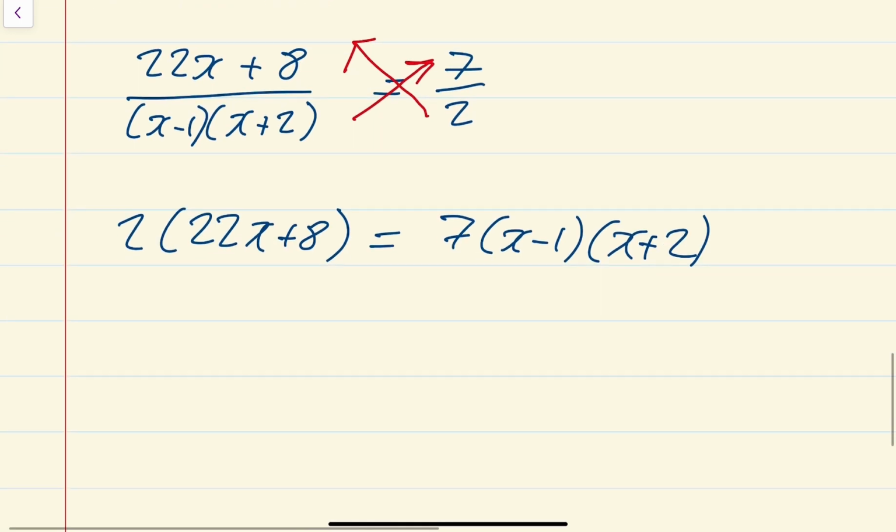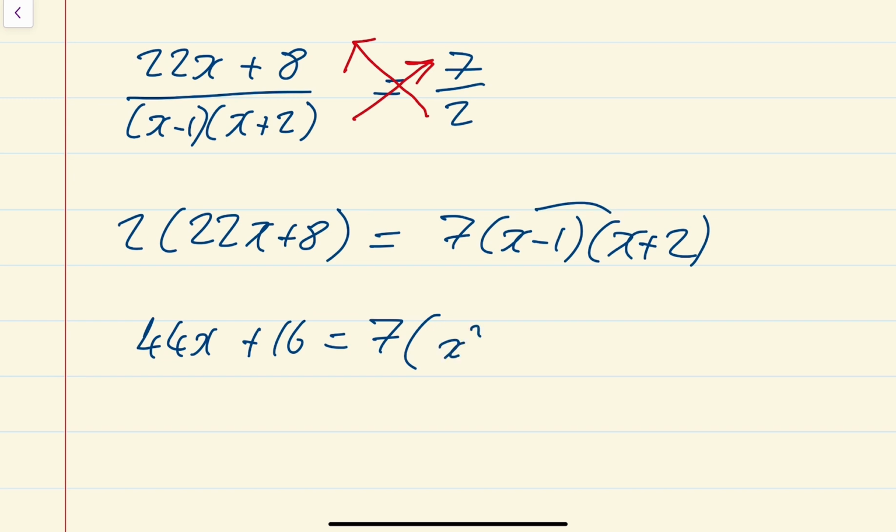So we'll just go ahead and do that. 2 times the left hand side is going to be 44x plus 16. The right hand side, leave my 7, multiply this out. X times x is x squared. X times the 2 is 2x. You've also got a minus x. So 2x minus x is just plus x. And minus 1 times the 2 is minus 2.